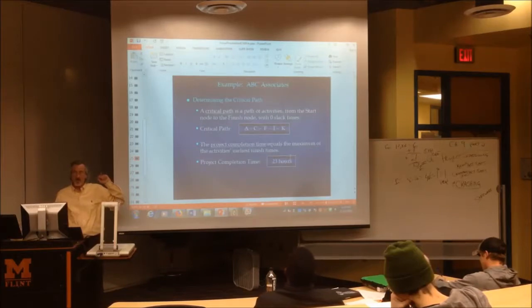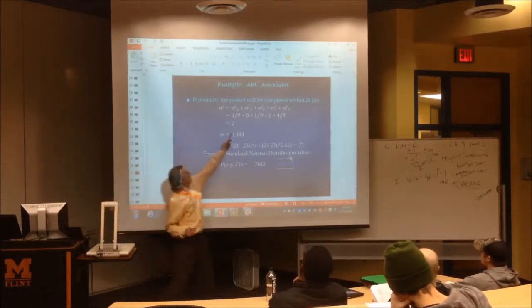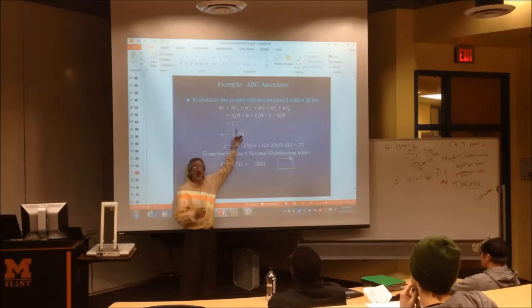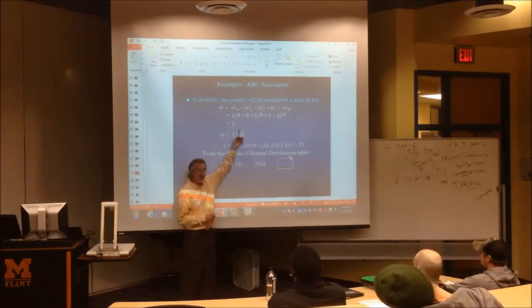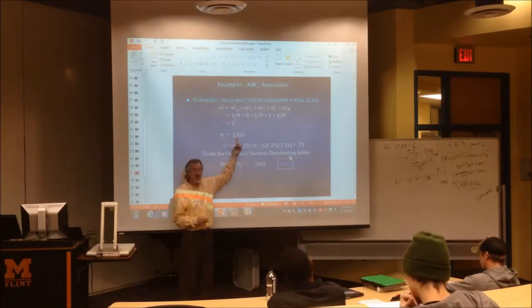Here we go now. We take the variance of this critical path. We add them together, and we get 2. That's the variance of the project. And if you're using the software, this is how far it goes, right here, the variance of the project. You have to then square root it to get the standard deviation of the project.